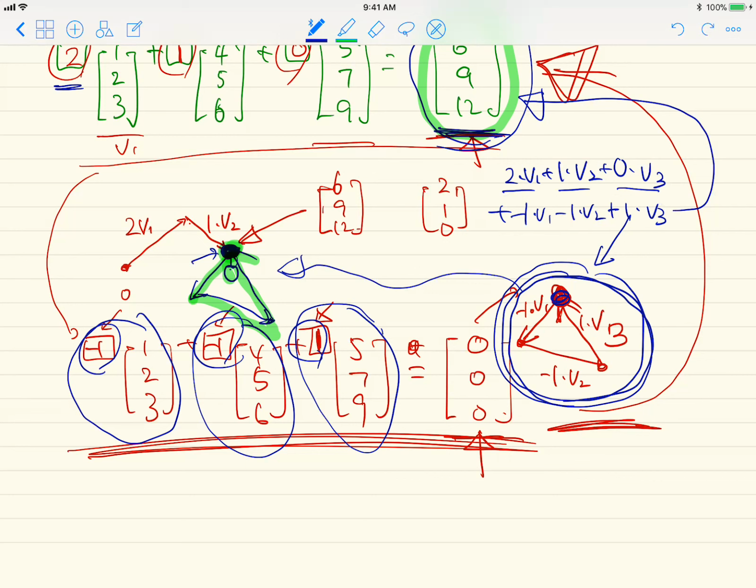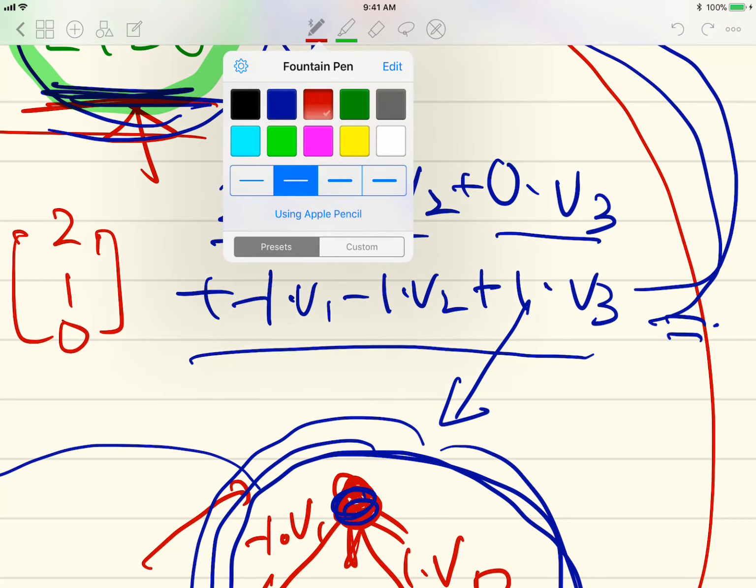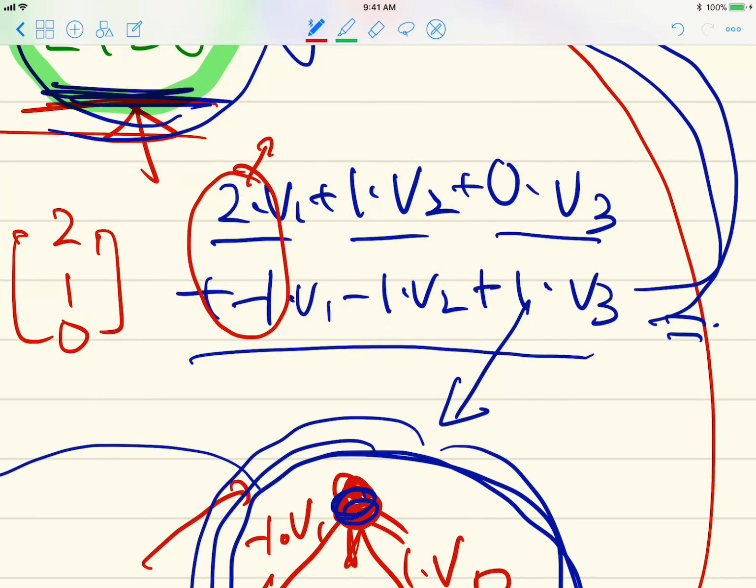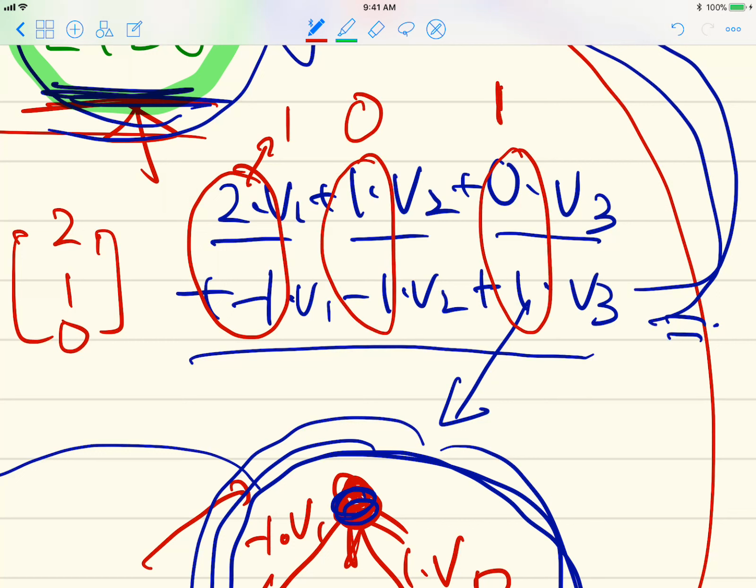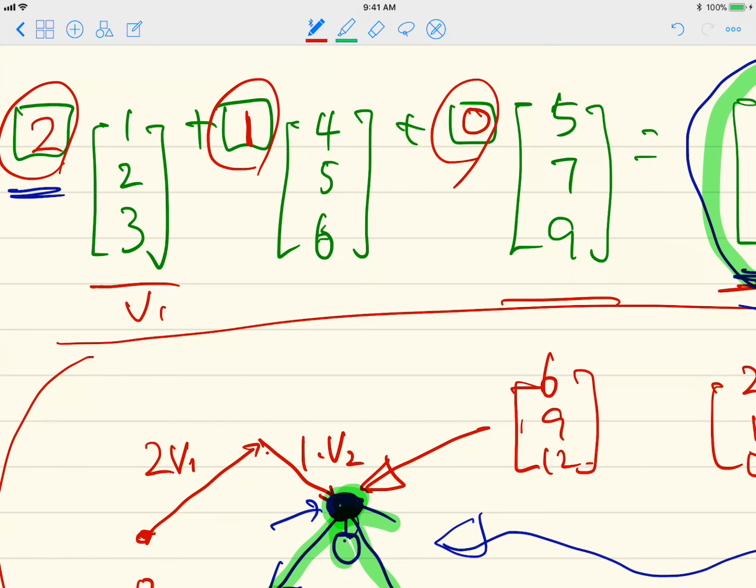And what does that mean? This will give us the same vector here, but we can think about a new linear combination of these three vectors. What is that linear combination? It will be 1, 0, and 1. So suddenly it gave a new solution, right? Previously 2, 1, 0 was one of our solutions, right?